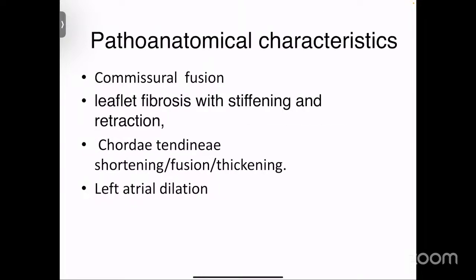The pathoanatomical characteristics of mitral stenosis include commissural fusion, leaflet fibrosis with stiffening and retraction, and chordal fusion and shortening. Now, leaflet stiffening and fibrosis can be exacerbated over time by the increased flow turbulence, and the degree of calcification varies and is more common or of greater severity in men and older patients, and those with a high transvalvular gradient.